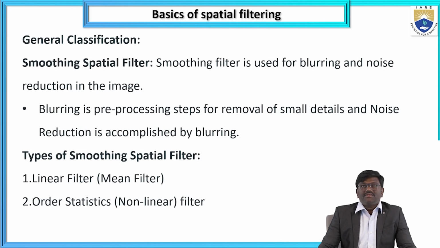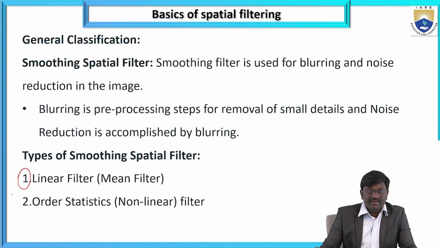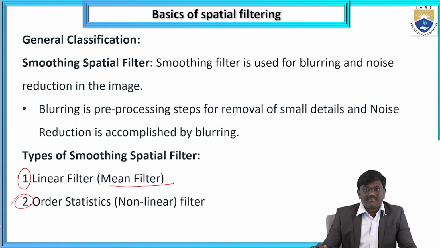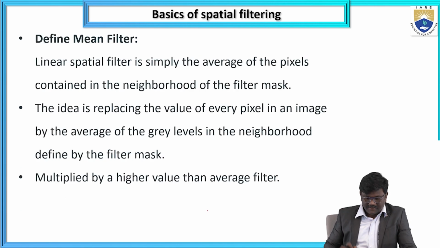The general classification of spatial filtering, which we understand from the type of spatial filtering, is smoothing spatial filtering. Smoothing filtering is used for blurring and noise reduction in the image. Blurring is a pre-processing step for removal of detail, and noise reduction is accomplished by blurring. The types of smoothing spatial filtering are: number 1, linear filtering, meaning mean filtering, and number 2, order statistics, nothing but the non-linear filtering process.